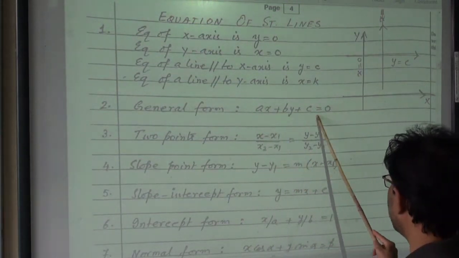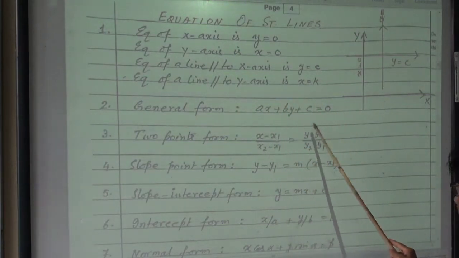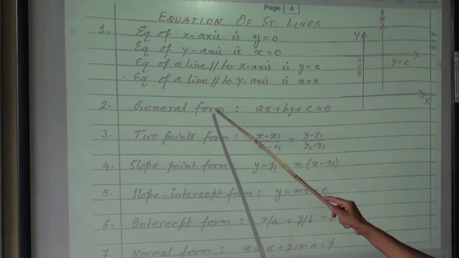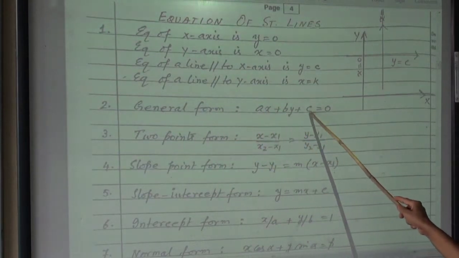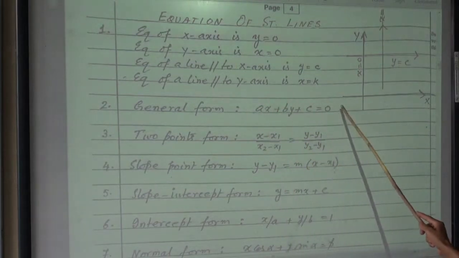Equation of this form, ax plus by plus c is equal to 0. This type of equation always will represent a straight line, and this is called the general form: ax plus by plus c equal to 0.